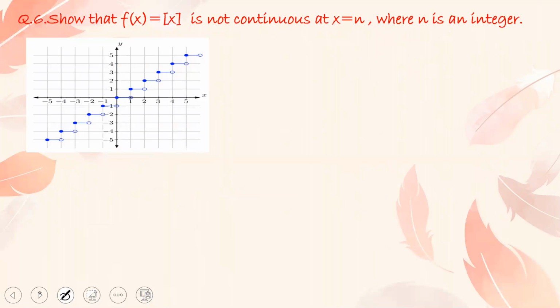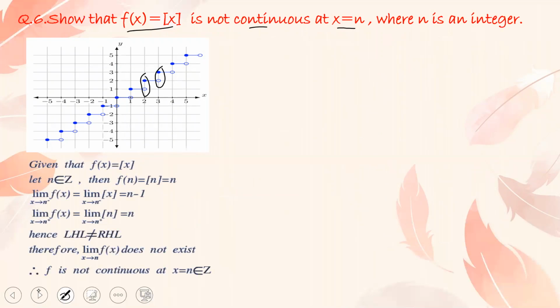So let's check the box function. Is it continuous at x equals to n, that is the integer point, or not? Here is the graph. From the graph you can easily say that the function is not continuous. Check here, these 2 points are not related to each other. So I have to lift my pen to draw this graph.